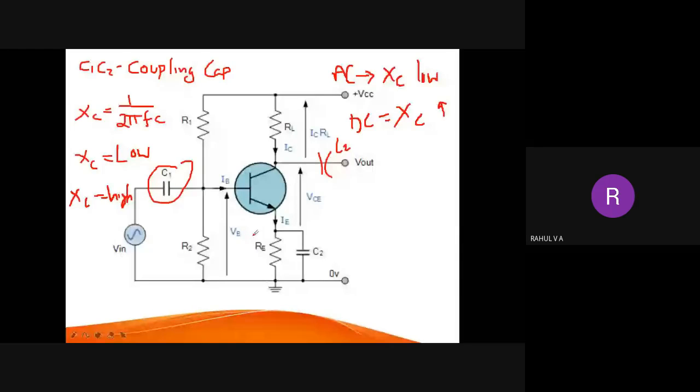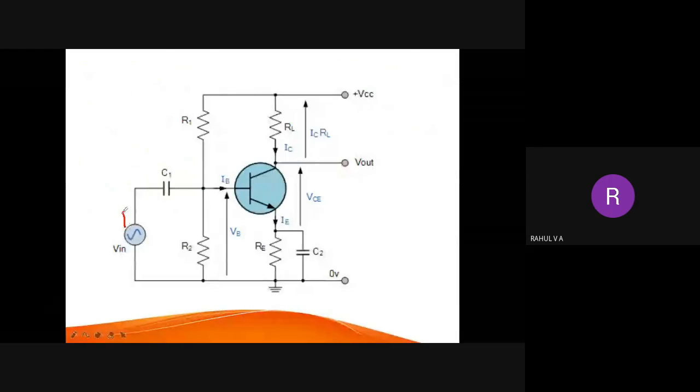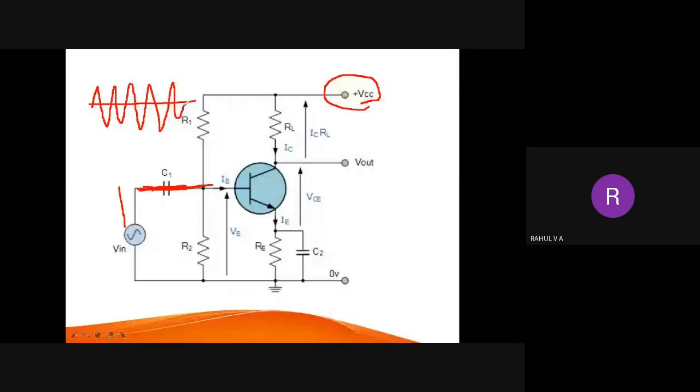So here we have input AC. The problem is, if I do not use this capacitor, here we have a VCC supply, DC voltage. Our input will be AC or some sound wave, a very small signal, and here we have a DC source. If this capacitor is not there, the current will flow to the input terminal.